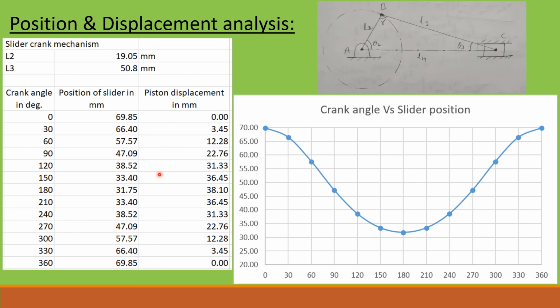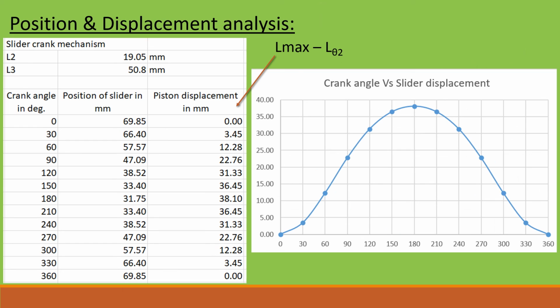Let us plot that in a graph. So in this graph, on the vertical axis we have slider position. On the horizontal axis we have crank angle. So at 0 degrees we have maximum position, at 180 minimum position, and at 360 again it will be maximum position.